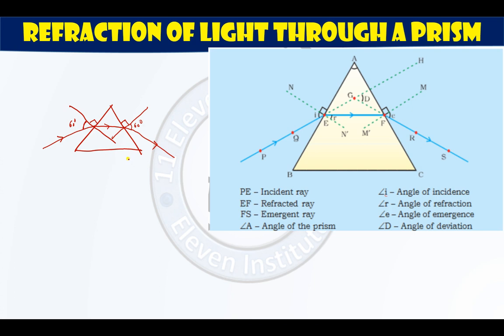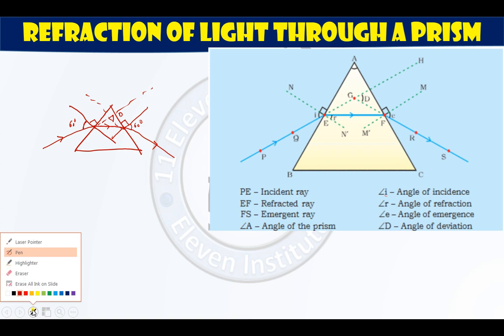This is the emergent ray. Now when you have cleared this, you have to just elongate this, and the angle between them is the angle of deviation d. Now it is looking complex, but before drawing you should not be confused that this is tough. This is not at all tough, my dear friends. It is very much clear.